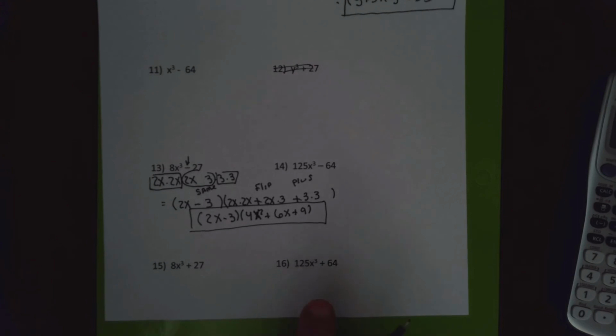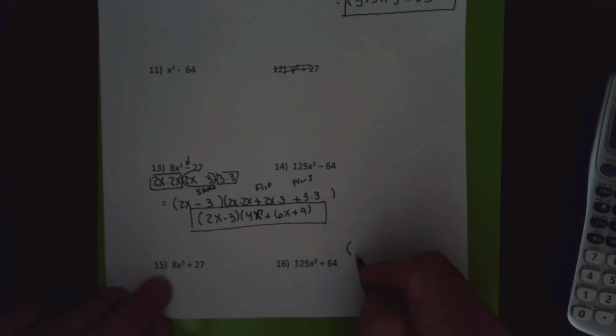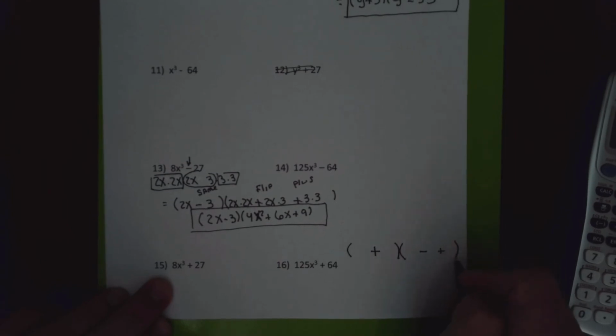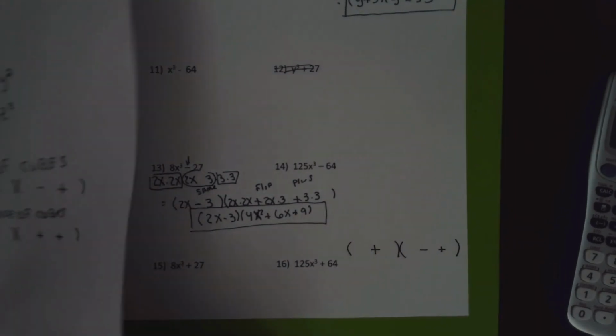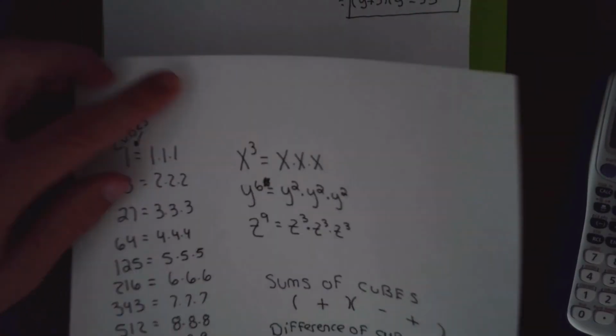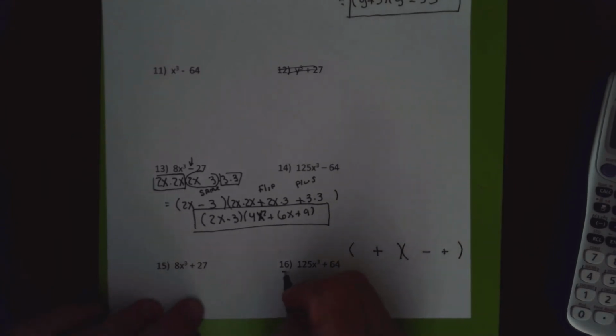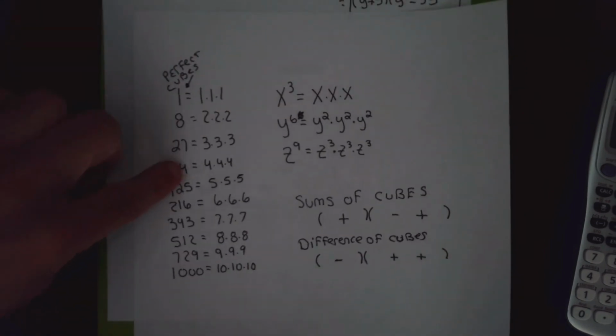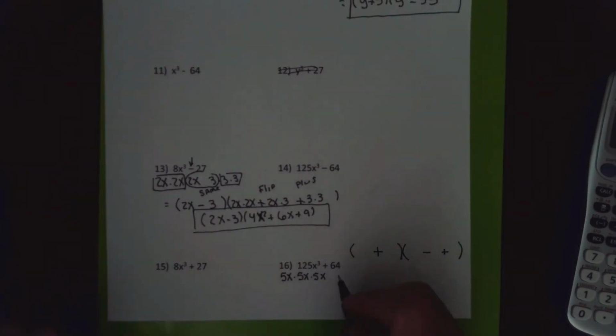I'll do 16 real quickly. It's a cube with a plus. So I'm going to keep the sign, keep the plus sign, flip the plus sign from plus to minus, and then put a plus in. The 125 is 5 times 5 times 5. The x cubed is x times x times x. So for the 125x cubed, I'm going to write 5x times 5x times 5x. And for the 64, I'm going to write 4 times 4 times 4.